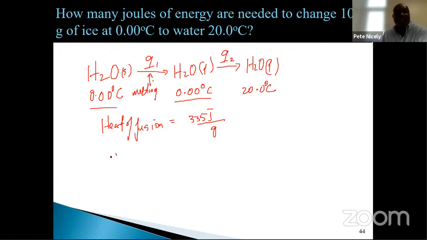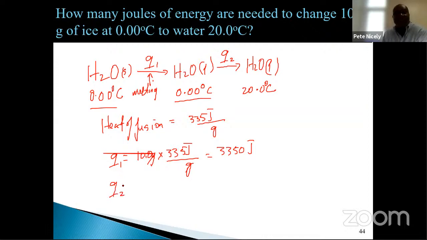So how do we calculate Q1? Well, Q1 would be equal to the mass of the ice, which is 10.0 grams, times 335 joules per gram, all right? So the gram units will cancel out here, and you're going to end up with 3350 joules. So that would be the amount of heat needed to melt 10 grams of ice into water.